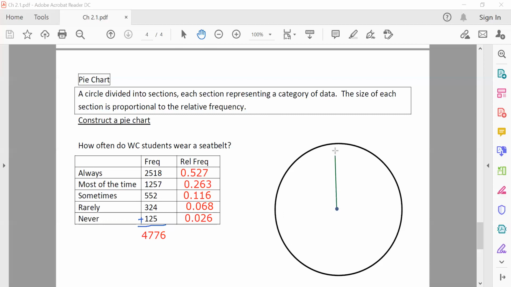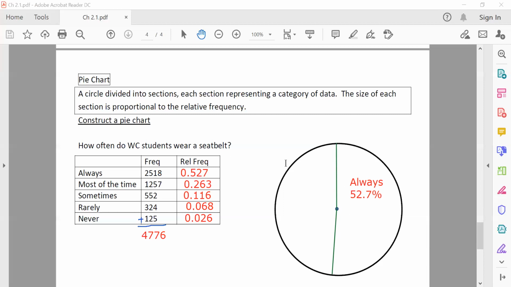So the proportion of students who always wear their seatbelt, that was my very bad Snape impersonation, is 52.7%, 0.527. So that's a little bit more than half. And we can come in here and label it. Heck, I'll write a percent here now. And so that's the biggest slice of the pie.